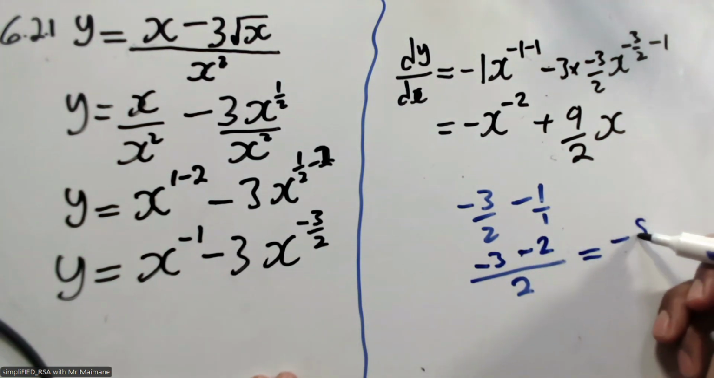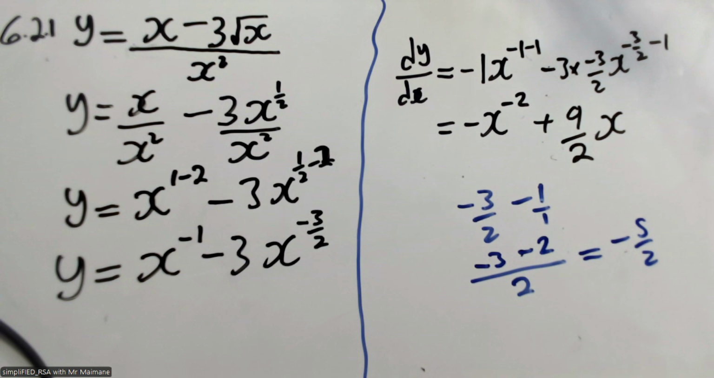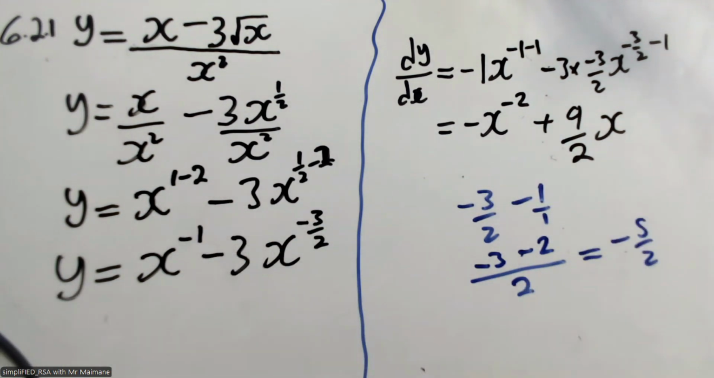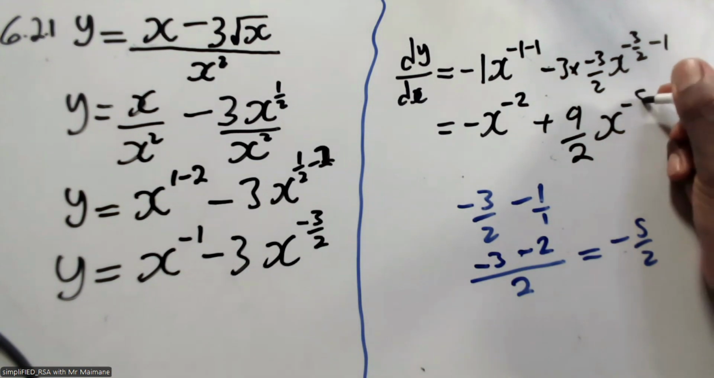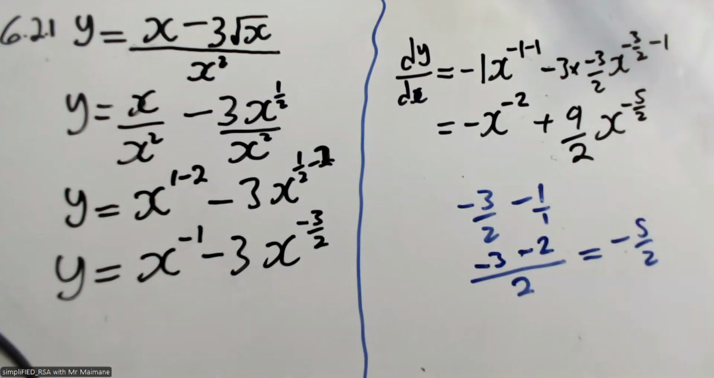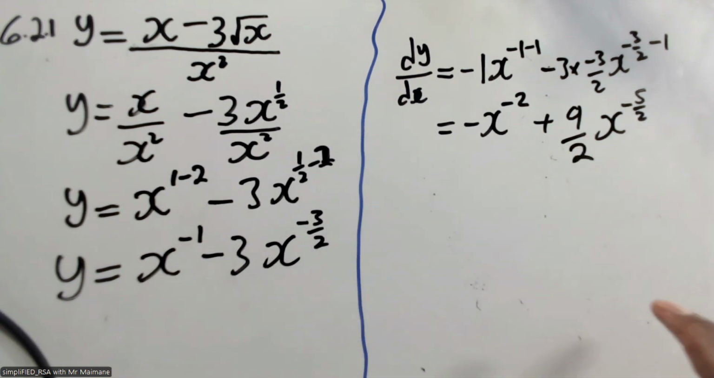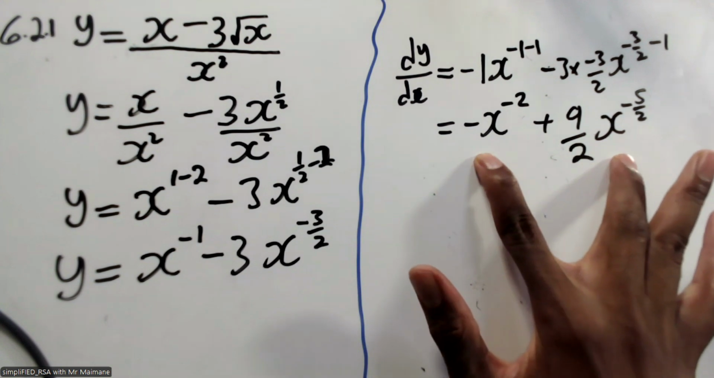Therefore, you would have minus 5 over 2. This means that here, minus 3 minus 1 gives you minus 5 over 2. Just by doing this, you can get your full mark. I believe if you are a matric student, from here you can get your full mark.